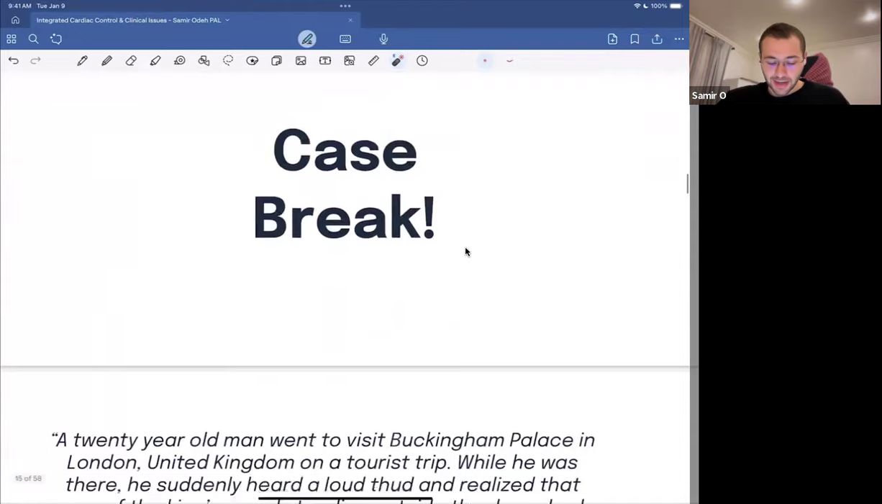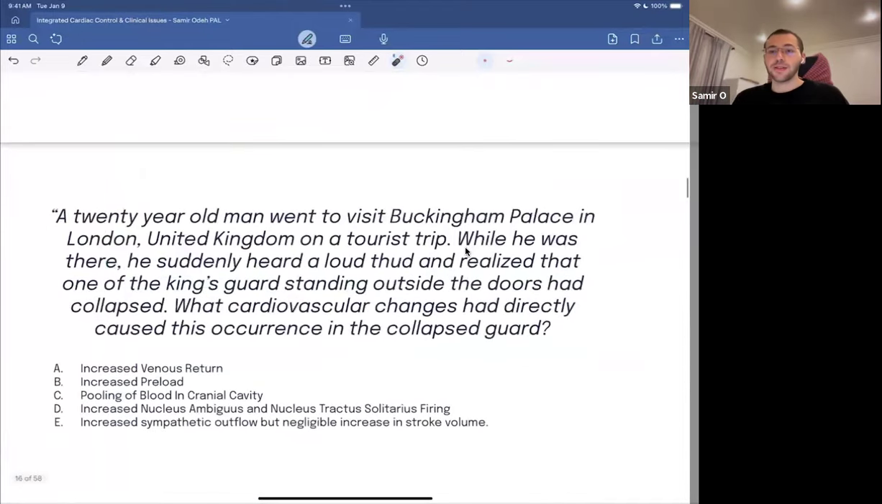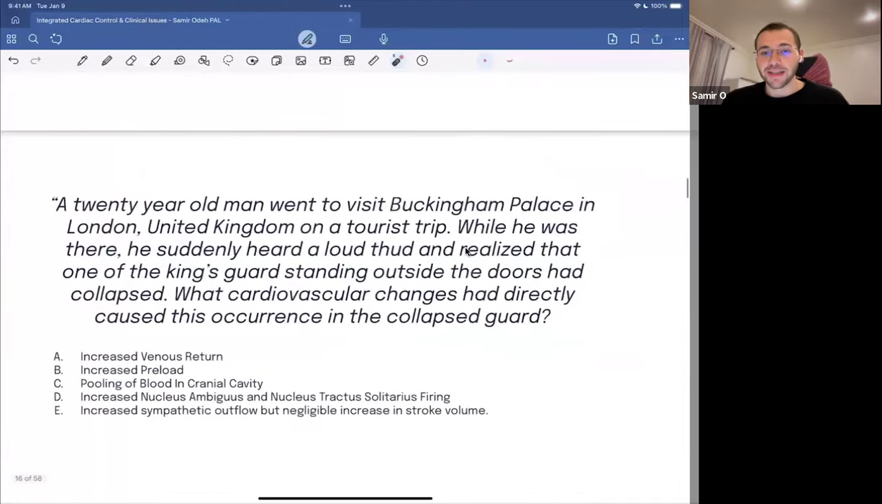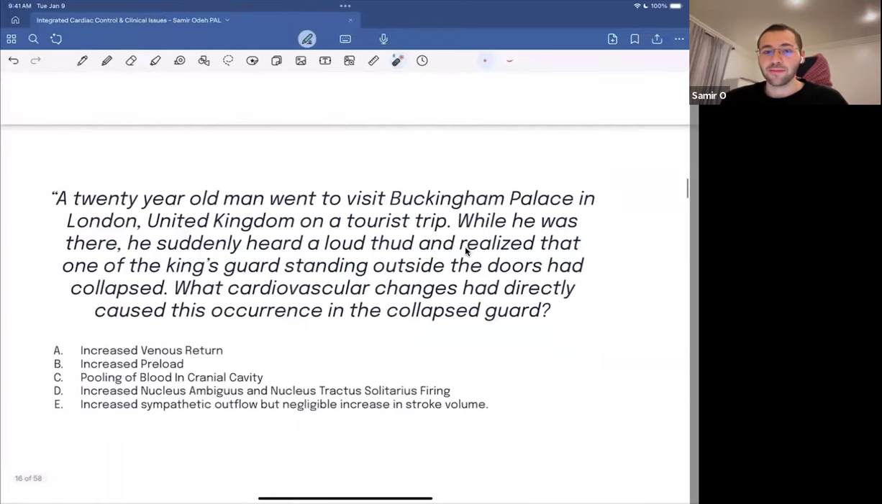So let's look at a clinical case. A 20-year-old man went to Buckingham Palace on his tourist trip to London. While he was there, he turned around and heard a loud thud and realized that one of the King's Guard standing outside the doors had collapsed. Now, what cardiovascular changes caused this occurrence in this collapsed guard? Can anyone tell me what they think is the answer and why?